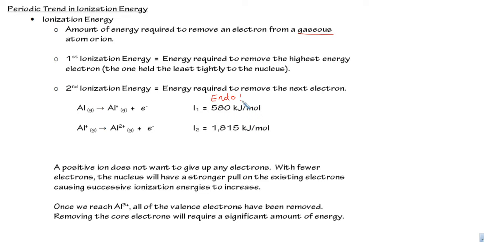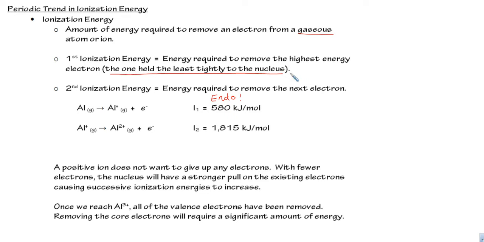And the other thing that you might notice is this little subscript 1 or 2. The 1 would refer to the first ionization energy. That would be the energy required to remove the first electron, or in other words, the highest energy electron, the one that's furthest from the nucleus, or the one that's got the least attraction to the nucleus. That's always the one you're going to lose first. The second ionization energy would be to remove the next electron, the one that's got the second lowest attraction to the nucleus, and so on.